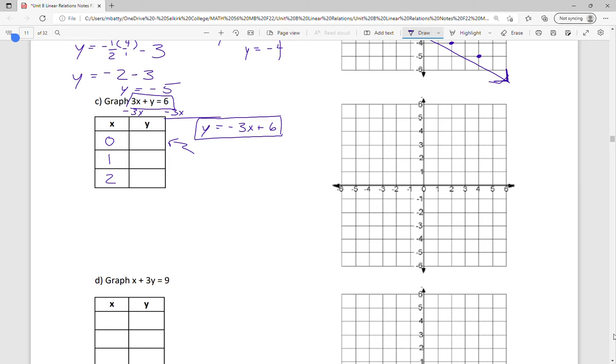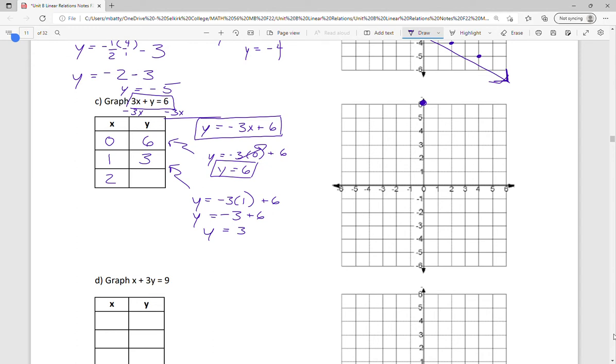So showing my work, subbing a 0 in where I see an x, and solving for y. Subbing in that 0 is always easy. So y would equal 6. And if I want to, I could put that on the graph. I could put my first dot on the graph, right? The next one, very similar, but this time I'm subbing a 1 in where I see the x. -3 plus 6, y would equal a 3.